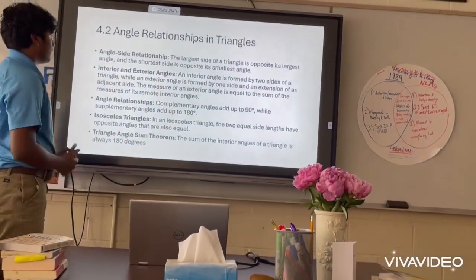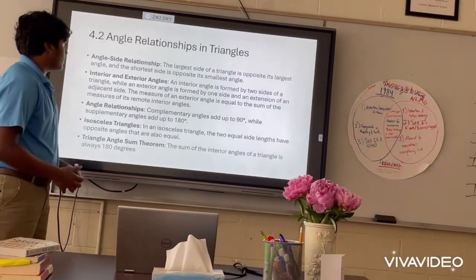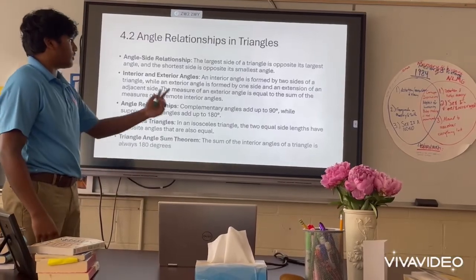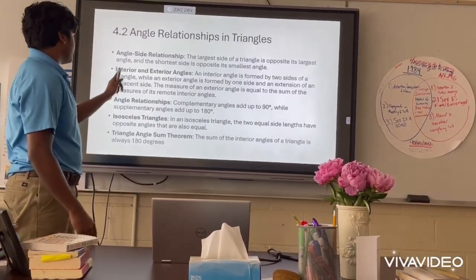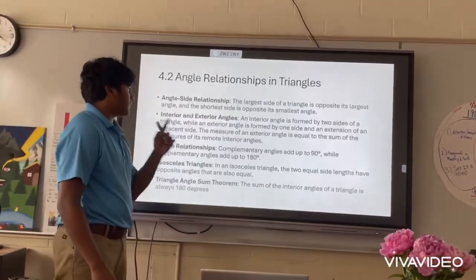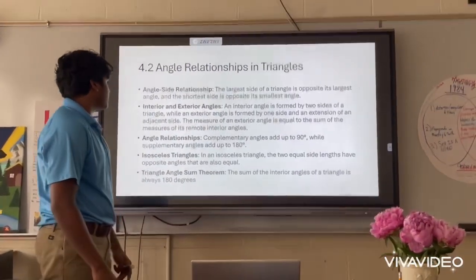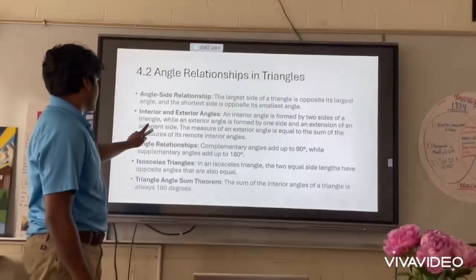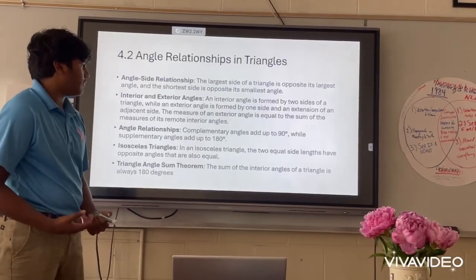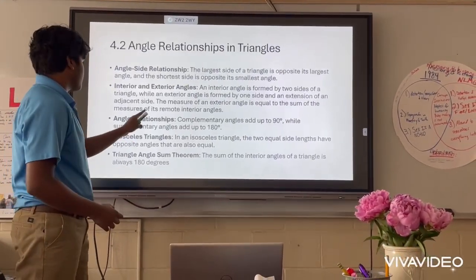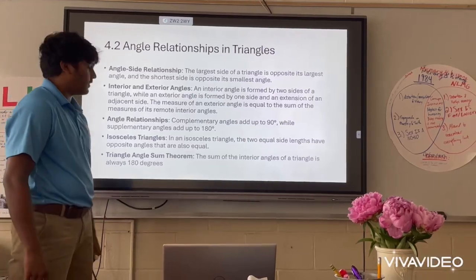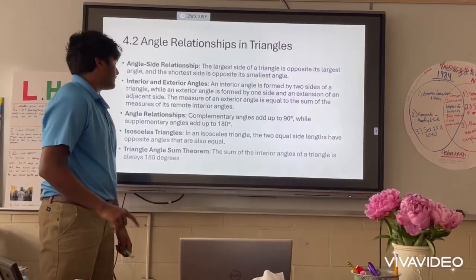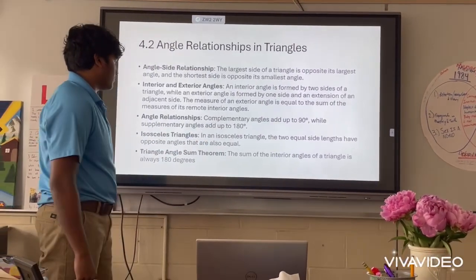4.2 angle relationships in triangles. Angle-side relationship: the largest side of a triangle is opposite its largest angle. The shortest side is opposite its smallest angle. An interior angle is formed by two sides of a triangle, while an exterior angle is formed by one side and an extension of an adjacent side. The measure of an exterior angle is equal to the sum of the measures of its remote interior angles. Complementary angles must add up to 90 degrees, while supplementary angles must add up to 180.